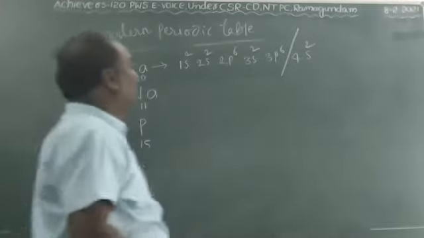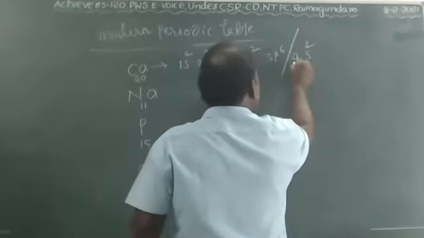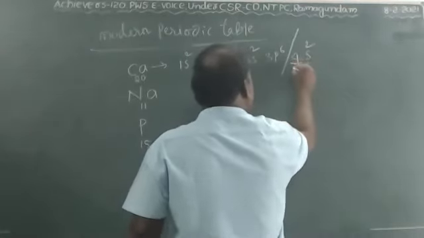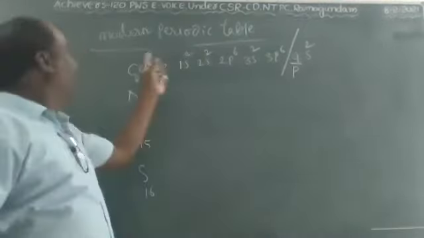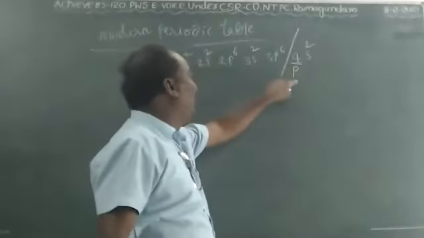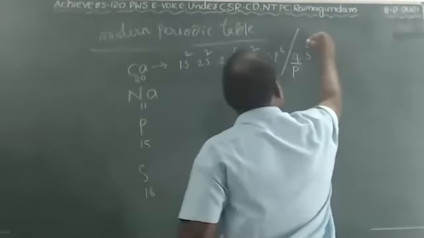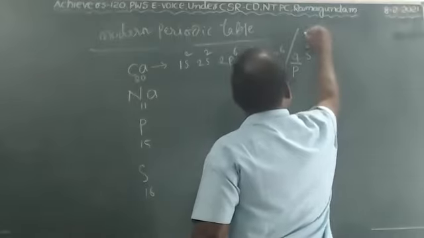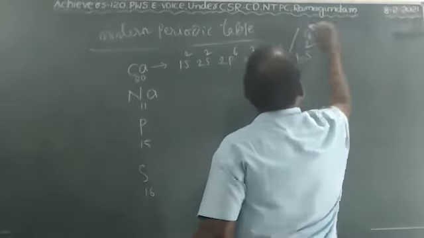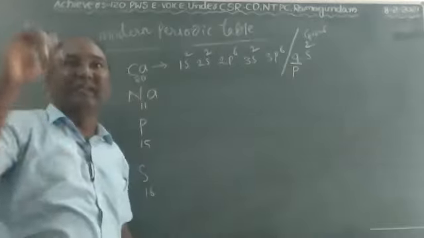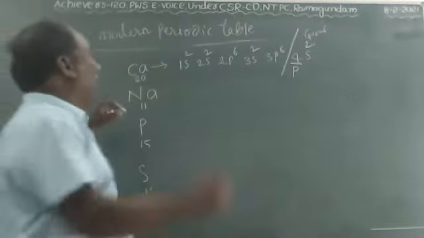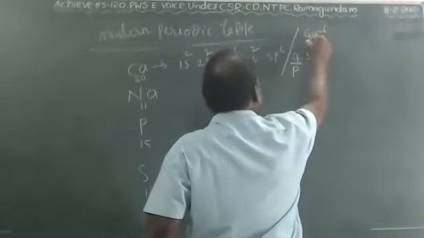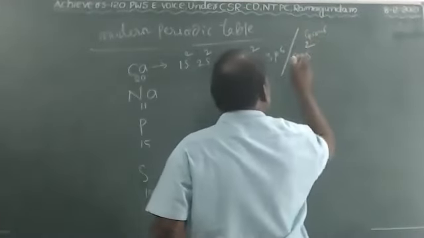How will it be seen? The number which is given here, this number expresses the period. So calcium belongs to the fourth period, and the number of electrons here, 2, expresses the group. Once check it in the textbook, the group and period. Calcium belongs to the second group, and it belongs to the fourth period.